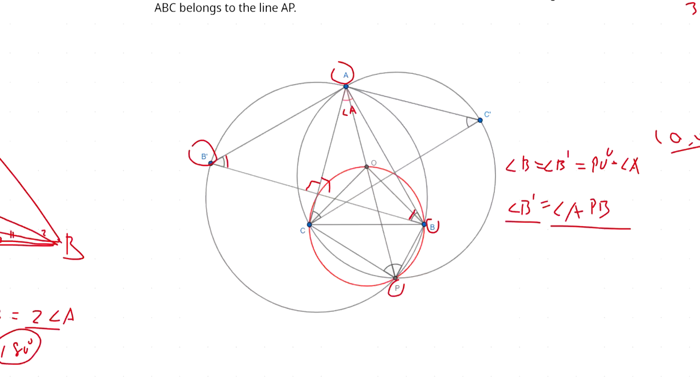We have the same for C and C prime. So we also have angle C equals angle C prime, which is also 90 degrees minus angle A, and angle C prime equals angle APC. And that means these two angles are equal. All the angles in gray are equal to each other. So that's the first step. Now, how to get the point O?